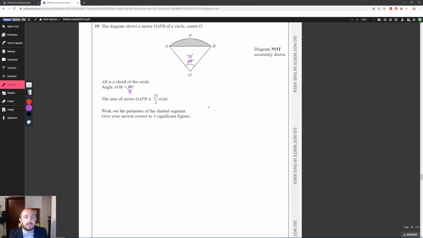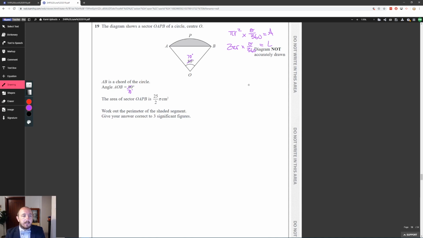Okay, sector of a circle. So the formulas that we need are pi r squared times theta over 360 gives you the area of the sector, and then 2 pi r times theta over 360 gives you the length of the arc. So we're going to need to work out the arc length here, and also we need to work out this length here, because the perimeter of the shaded segment would be A to B and then APB.